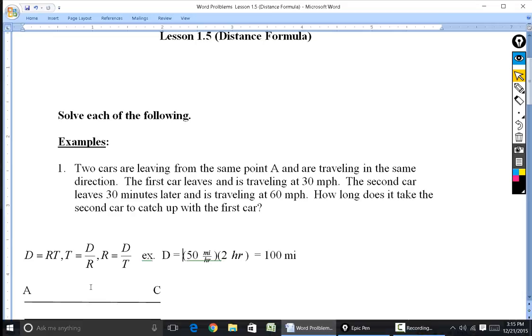Okay, so they travel the distance A to C. The point C, for example, is the point where the second car catches up. So from A to C, at the point the second car catches up, the distance traveled by both cars is the same. So basically what I want to do then is set up an equation that represents the distance traveled from A to C for the first car, and a representation for the distance traveled by the second car from A to C, and those should be equal. That would be my equation. Okay, so here's the way we're going to set it up.